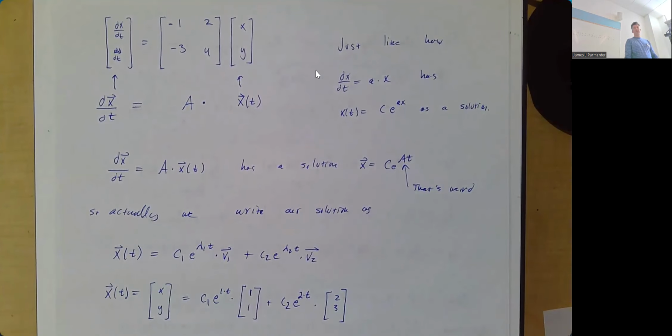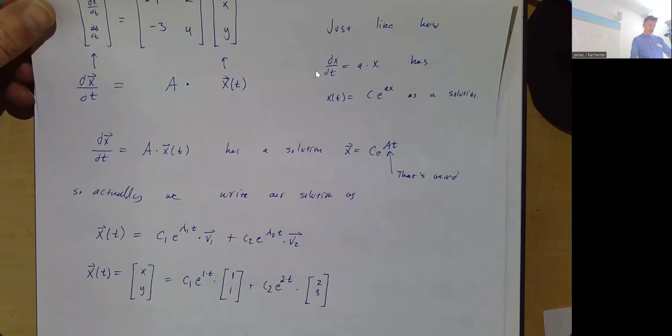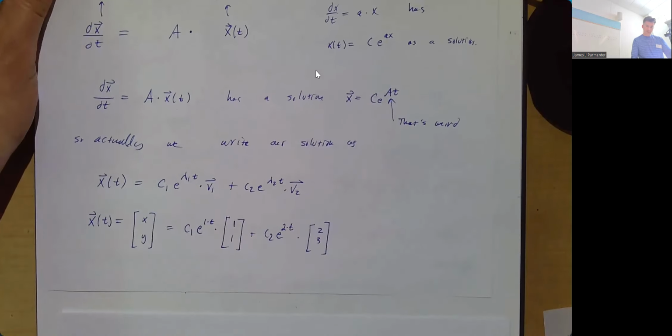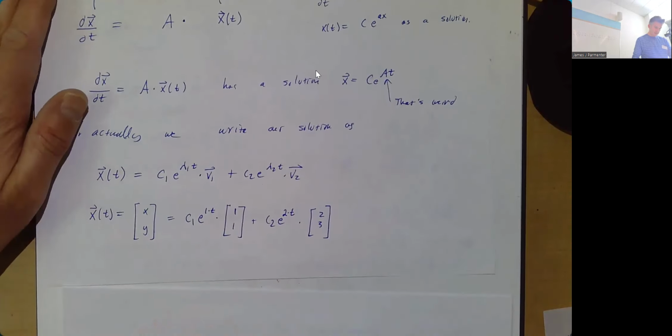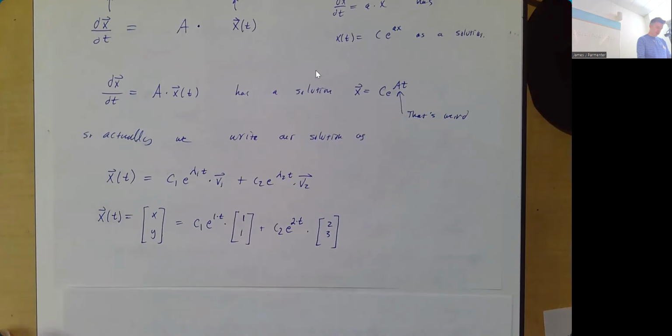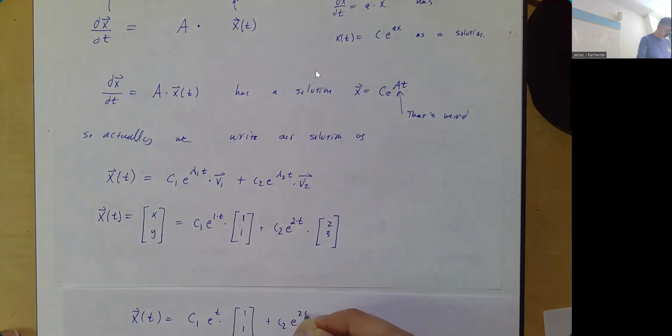That is the general solution to this system of differential equations. Now, I will say we should actually get a particular solution because we were also given initial conditions. I'm going to write this again so that we have it here. So we have x of t equal to c1 e to the t times 1, 1 plus c2 e to the 2t times 2, 3.